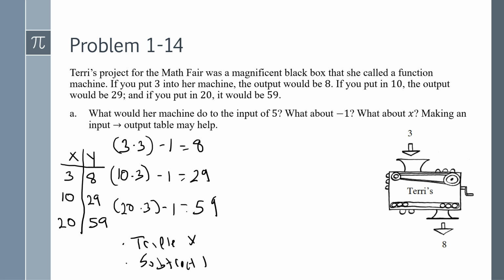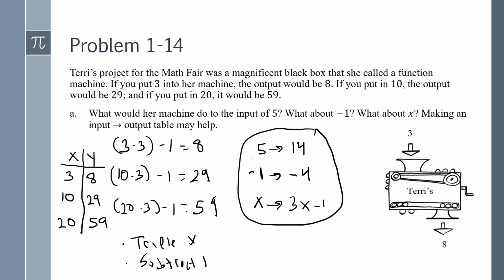So let's try 5. Let's triple 5. 5 tripled is 15. So 15 minus 1 is 14. So I should expect to get 14 there. How about negative 1? Triple negative 1, I get negative 3. Minus 1 gives me negative 4. And how about x? Well, if I triple x, I get 3x. And so 3x minus 1 is simply 3x minus 1. So there are my results for that.